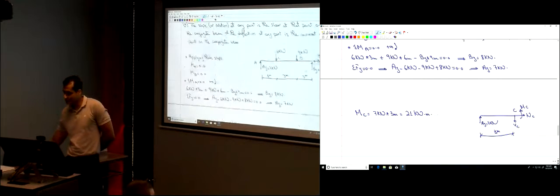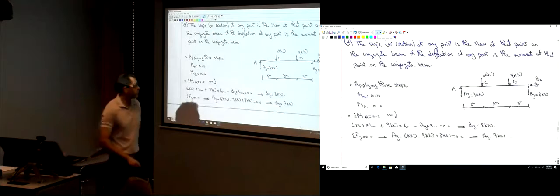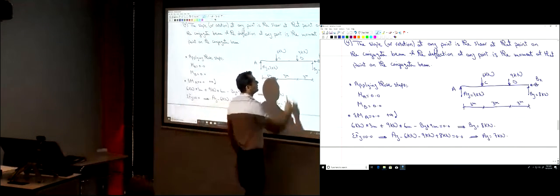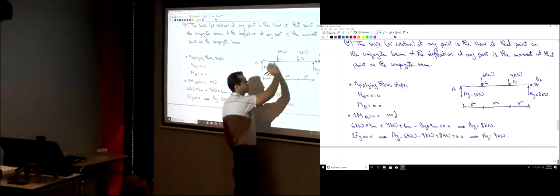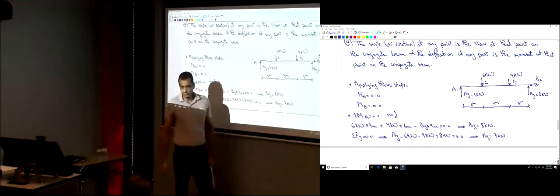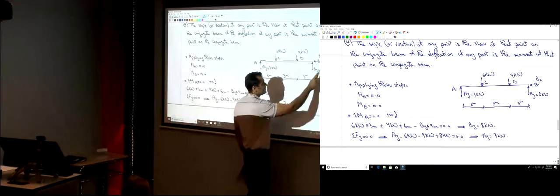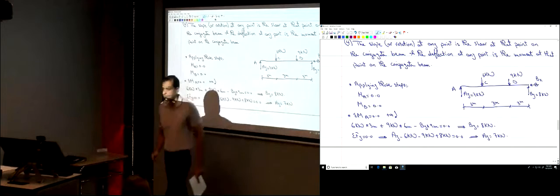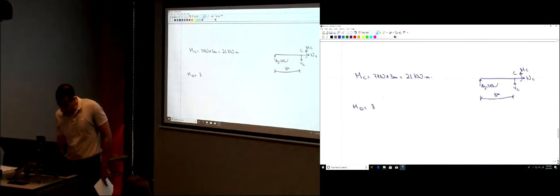That's MC. What about MD? To find MD, you have to find the moment at point D. You take a section here, and then you either study the left or the right part. Which one is easy? The right, it has fewer forces. How much is MD then? It's 8 times 3, right? So MD is 8 kilonewtons times 3 meters. So this is 24 kilonewton meters.